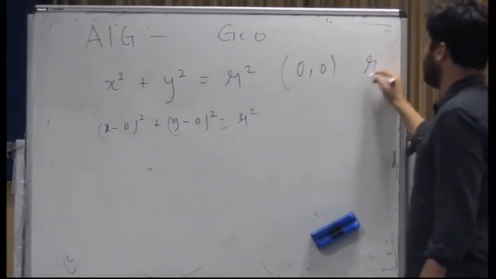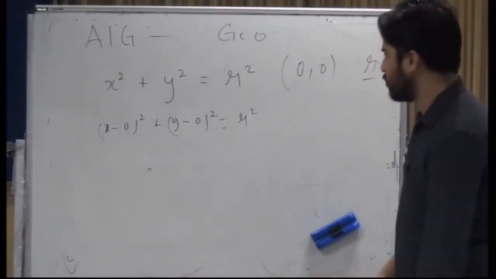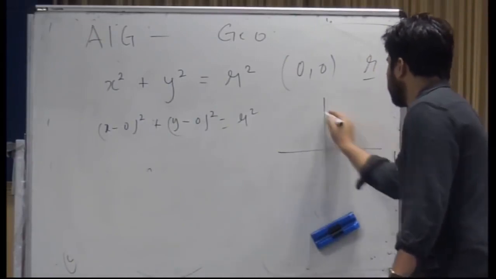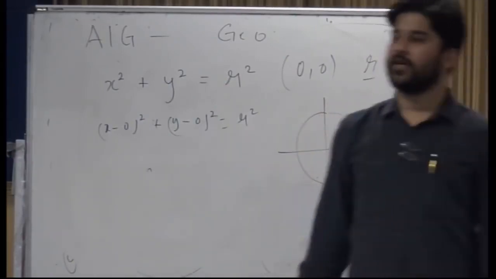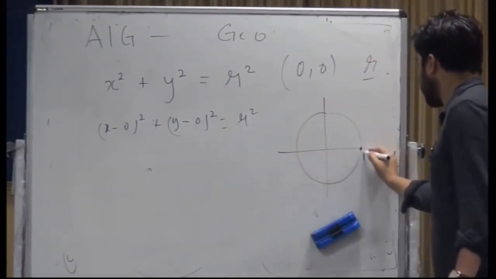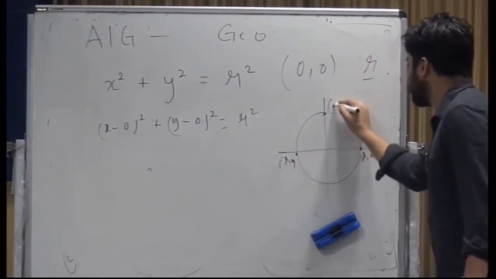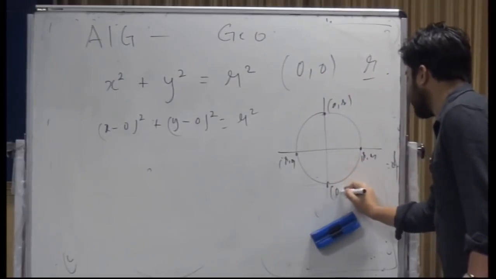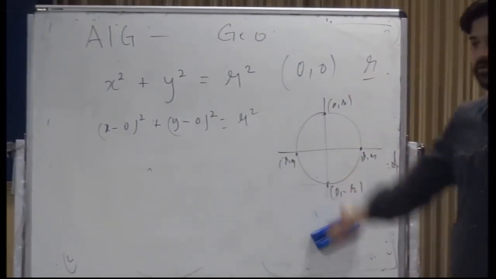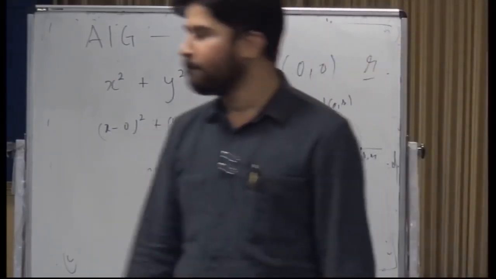And radius is going to be r. And someone asks you to draw this graph, right? This guy is going to be r, 0. This guy is going to be minus r, 0. This guy is going to be 0, r. This guy is going to be 0, minus r. After that, the whole world is between these, right? Okay.